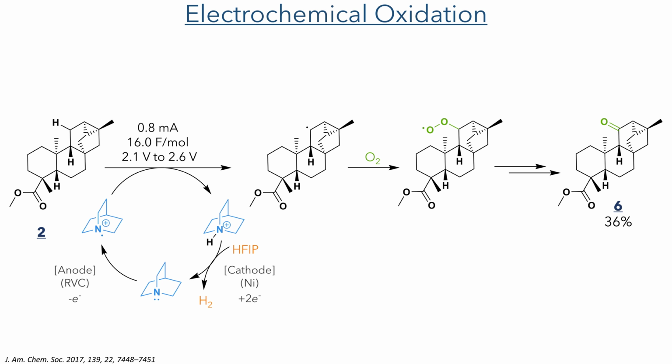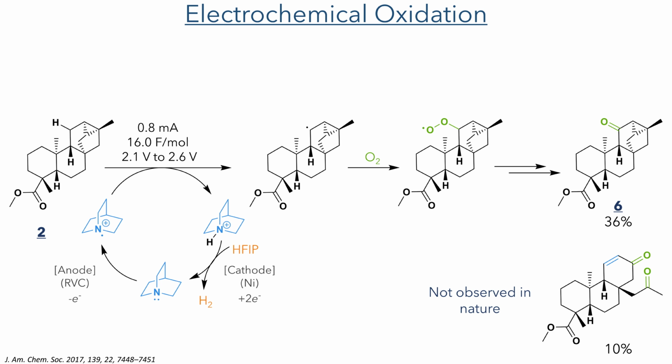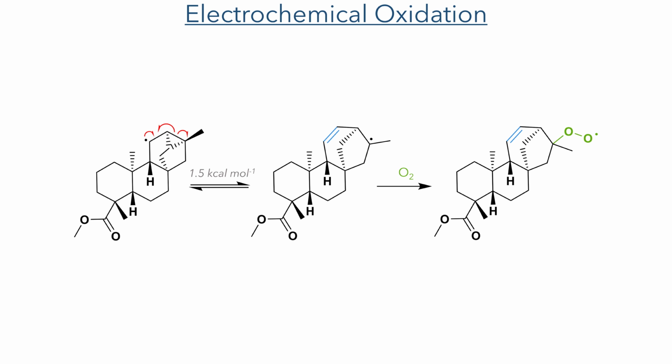This positively charged species is then reduced at the nickel cathode to liberate hydrogen gas upon reaction with hexafluoroisopropanol. The radical that is produced on the C11 position then goes on to react with molecular oxygen to form a peroxy radical species. This then goes on to form the C11 ketone in a 36% yield. In addition to this, they also recovered an enone species in a 10% yield, which hasn't been observed in nature.